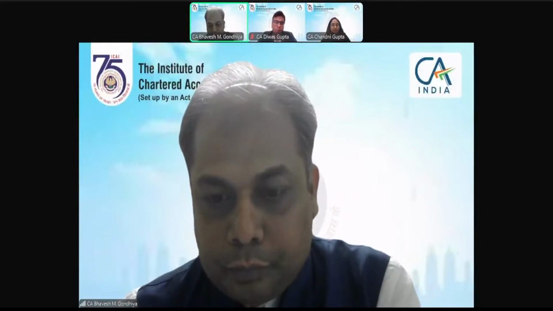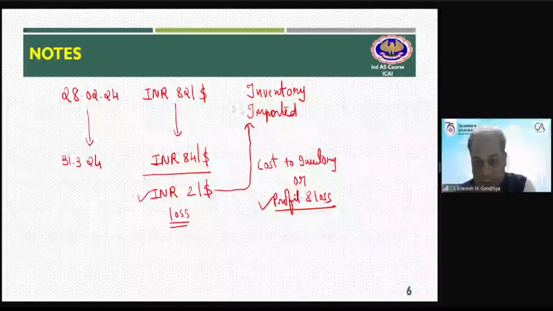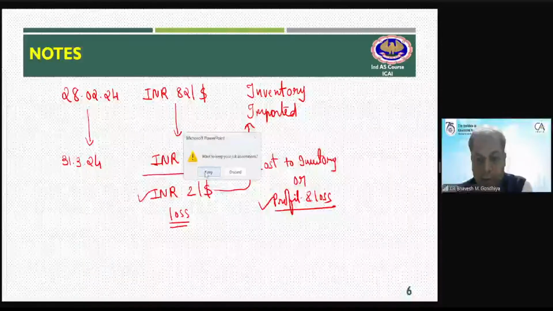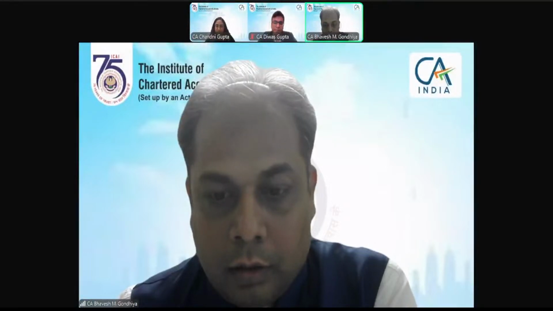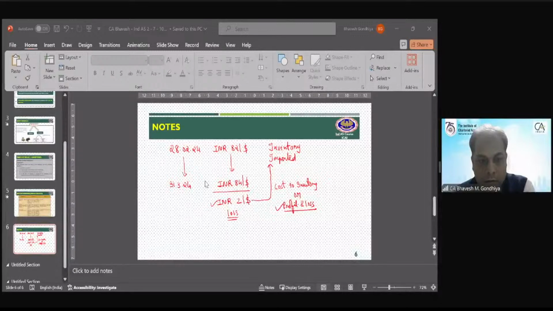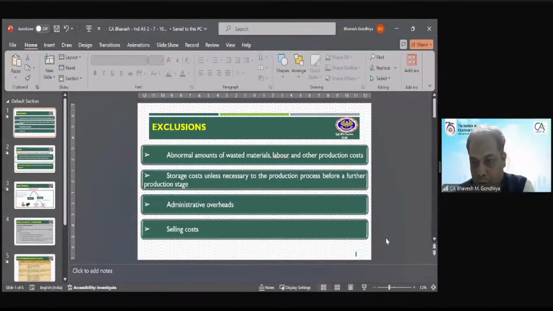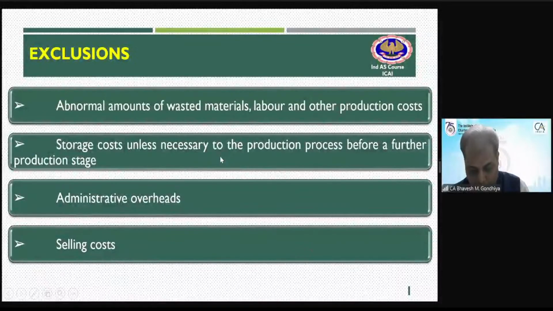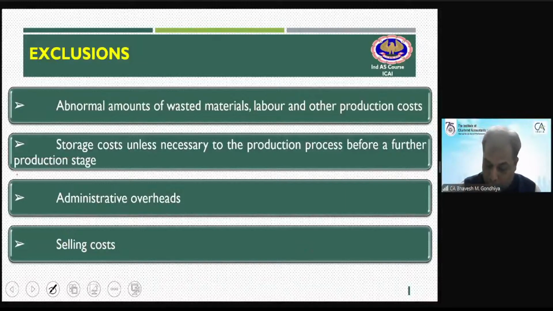For example, there are 3-4 types of cost. Is my screen visible, the slide? Yes, sir. There are certain costs which are excluded from the valuation of the cost of inventory, like abnormal amount of waste material, labor, and other items. Your point is also coming here: the storage cost.